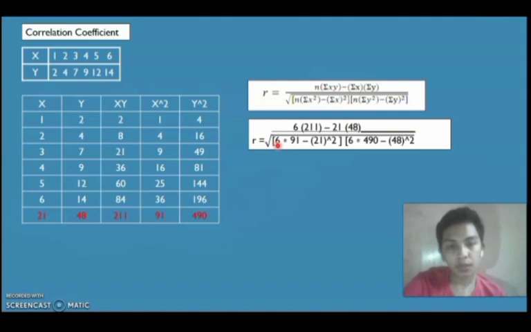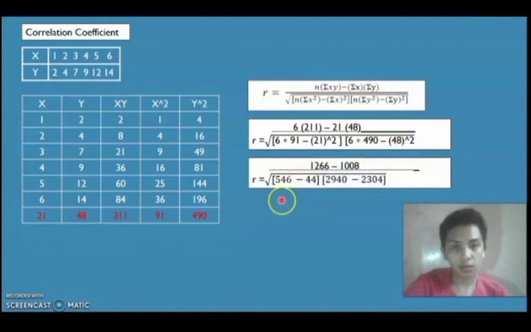the square root of 6 multiplied by 91, which is the n, and the sum of x squared, subtract the sum of x, which is 31, to the exponent of 2, which is squared, and the 6, the n, multiplied by the sum of y squared, which is 490, subtract the sum of y value, which is 48, squared. And here is the solution.